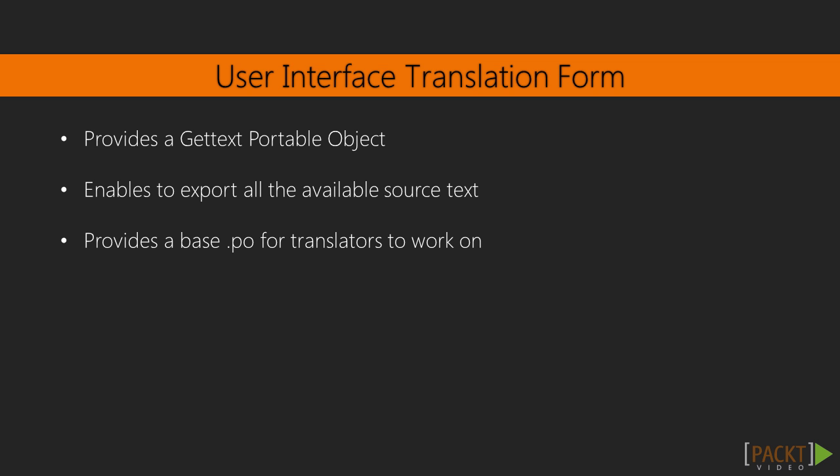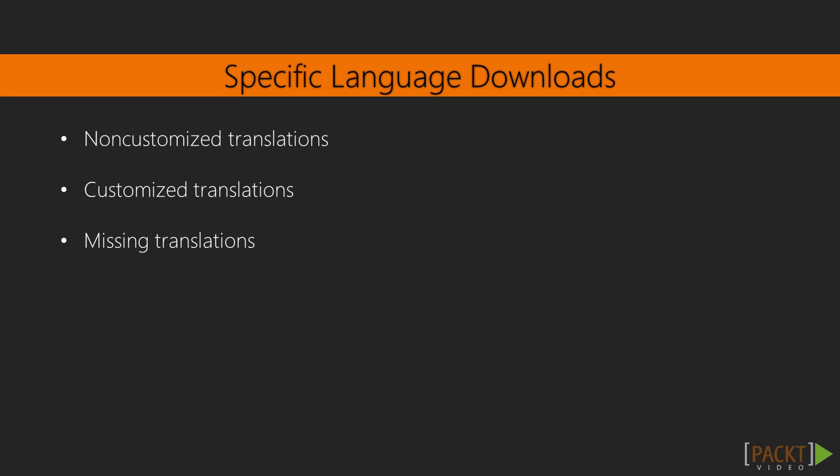Now let's look into exporting translations. In the User Interface Translation form, there is an Export tab. This form will provide a gettext portable object or .po file. You have the ability to export all the available source text that is discovered in your current Drupal site without translations. This will provide a base .po for translators to work on. Additionally, you can download a specific language. Specific language downloads can include non-customized translations, customized translations, and missing translations. Downloading customized translations can be used to help make contributions to the multilingual and internationalization efforts of the Drupal community.